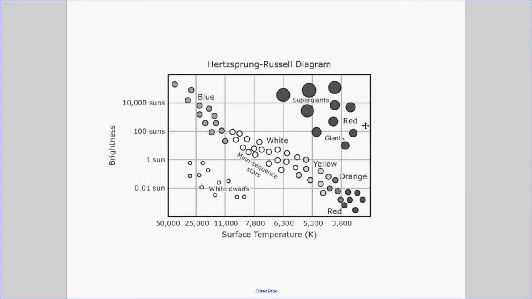The way scientists do this is they put together what they call a Hertzsprung-Russell diagram. Now, this is named after the two astronomers who created it, a guy named Ejnar Hertzsprung and another guy called Henry Russell. They put this together back in 1910. So this is what the finished product looks like.